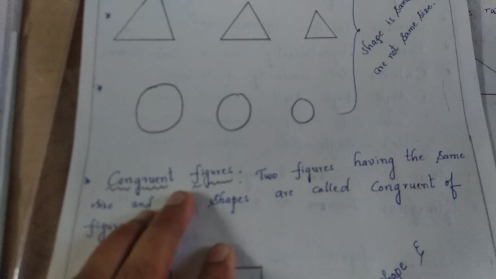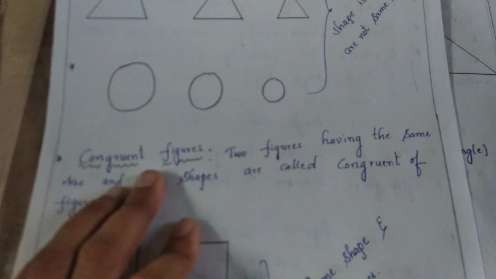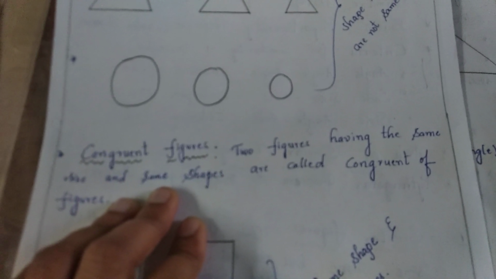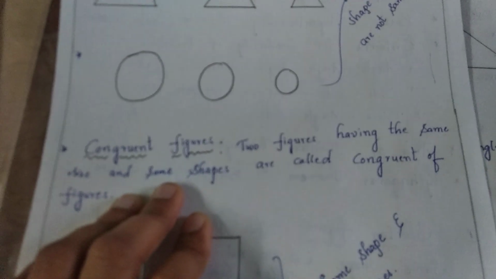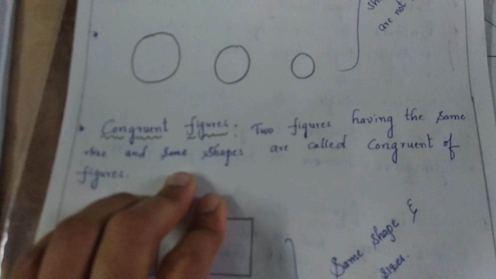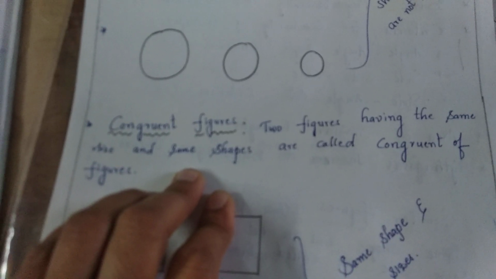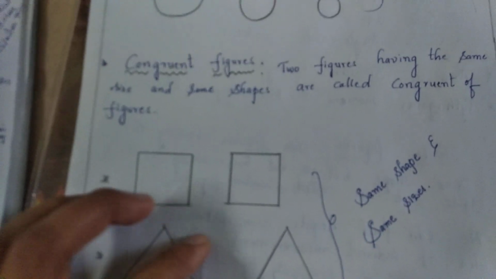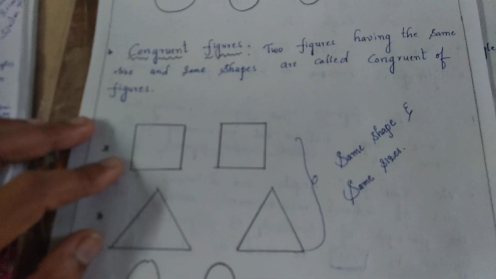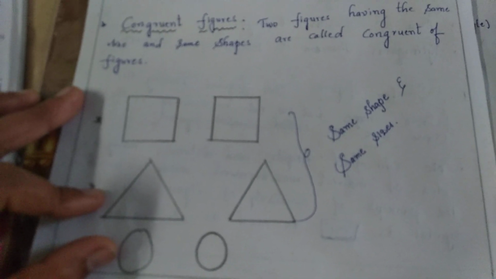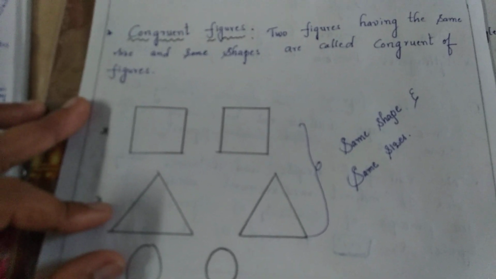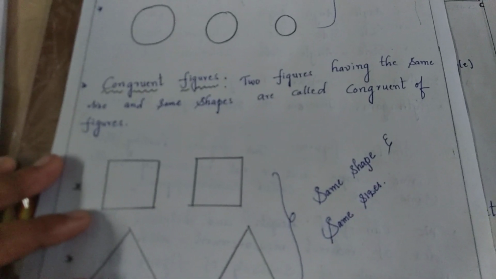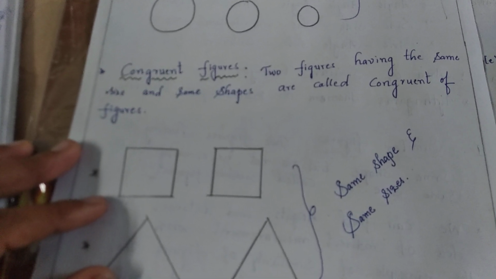Next concept is congruent figures. Two figures having the same size and same shape are called congruent figures. If you have two triangles with the same size and shape, they are called congruent figures. Look here, the squares are the same, the triangles are the same, and the circles are the same. So they are called congruent figures. Did you understand similar figures and congruent figures, children?